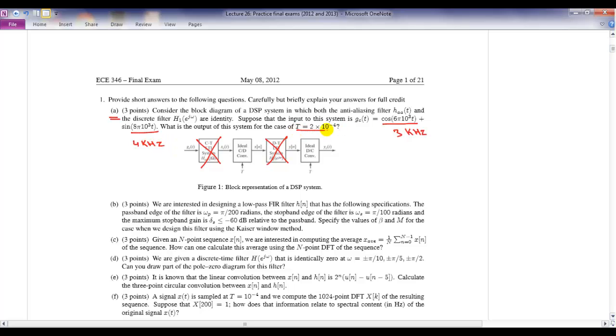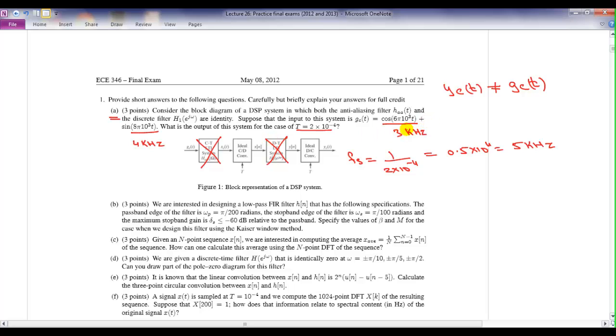And you are given that the sampling duration is 2 into 10 to the minus 4. So your sampling frequency is 1 over 2 into 10 to the minus 4, right, which is 0.5 into 10 to the 4, or that is 5 kilohertz. So what do we know? Well, we should be sampling at least twice the Nyquist rate. So the question is asking what is the output of the system. We know for a fact that yc(t) cannot be equal to gc(t), because we have aliasing. Why do we have aliasing? Because 5 kilohertz is neither twice 4 kilohertz nor twice 3 kilohertz.